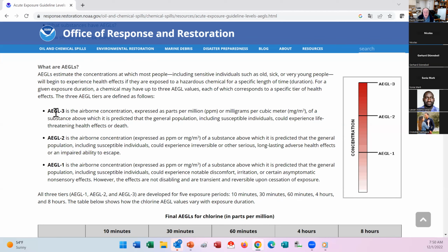Eagle 3, even higher, is a level that can be life-threatening because it may be so high that you don't have the capability of escaping. You may be trapped in the location where you are.